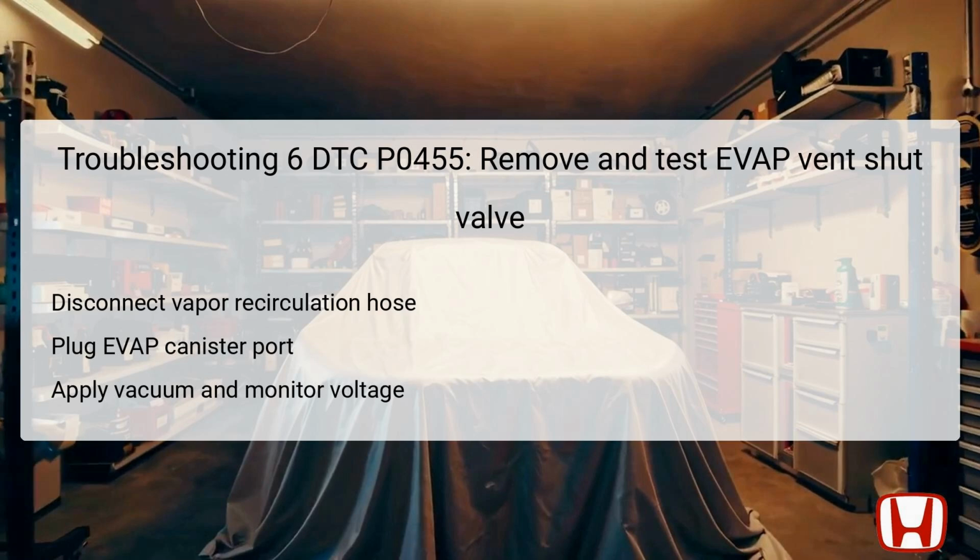The Honda Diagnostic System HDS is used to select the EVAP CVS on mode, activating the vent shut valve. Monitoring voltage signals from the FTP, fuel tank pressure sensor, helps determine if the valve responds correctly. A voltage increase of more than 0.2 V indicates proper operation. If not, the vent shut valve may be faulty, or there could be an issue with the vacuum line.